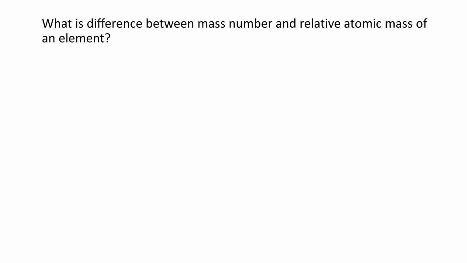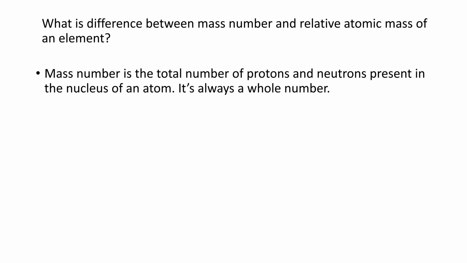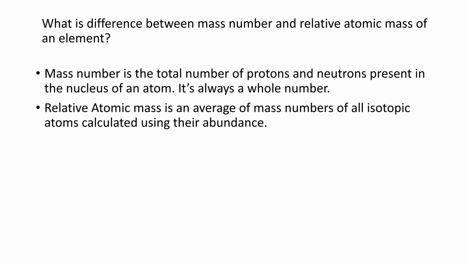Let's see the difference between mass number and the relative atomic mass of an element. Mass number is the total number of protons and neutrons present in the nucleus of an atom. It's always a whole number. Whereas relative atomic mass is an average of mass numbers of all isotopic atoms calculated using their abundance. Let's see an example of chlorine. Chlorine has two isotopes, chlorine-35 and chlorine-37.